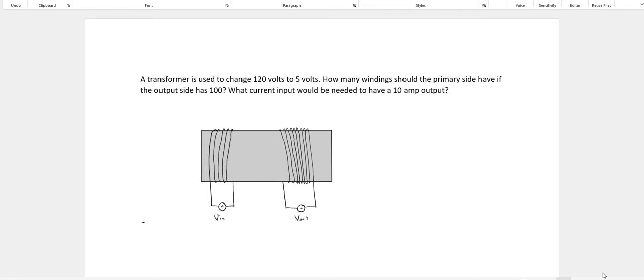Hi, folks. Welcome back to Physics with Captain Rod. So I'm making this video to provide a quick example of how to handle transformers.